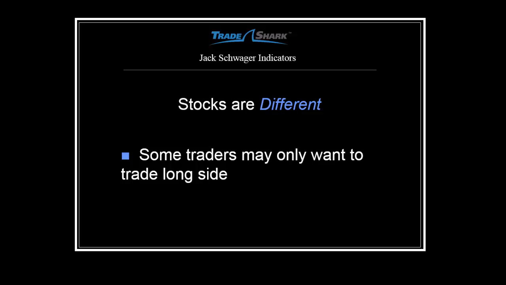So for all these reasons, we saw a need to include the option to trade these indicators only from the long side. So you will find within the TradeShark software the option to trade the indicators with a long-only bias. Namely, you'd be long when the indicator is long, neutral when it's neutral, and neutral as well when the indicator is short. Now let's take a look at a couple of examples.